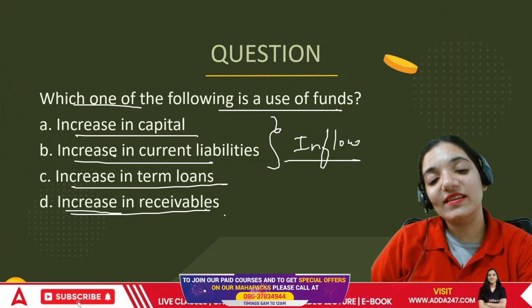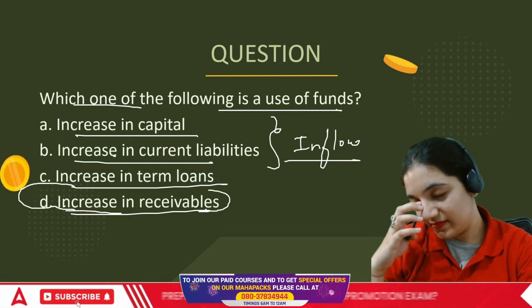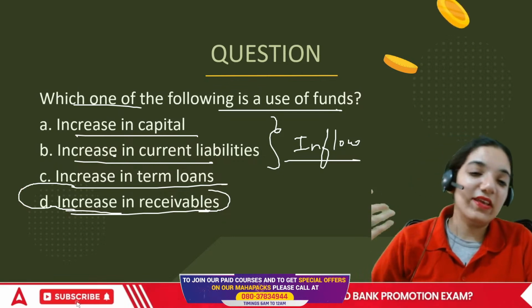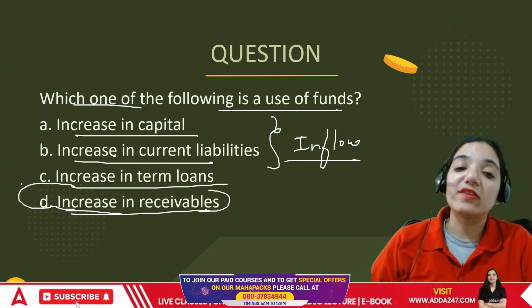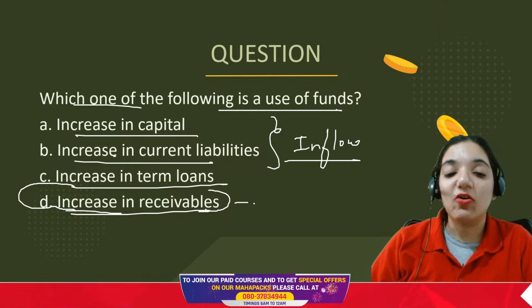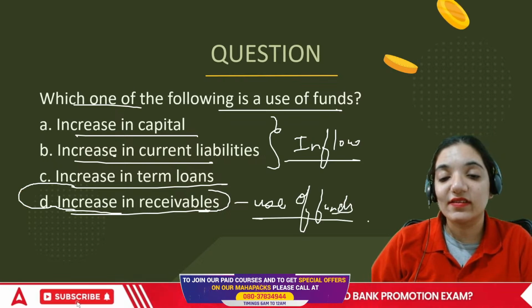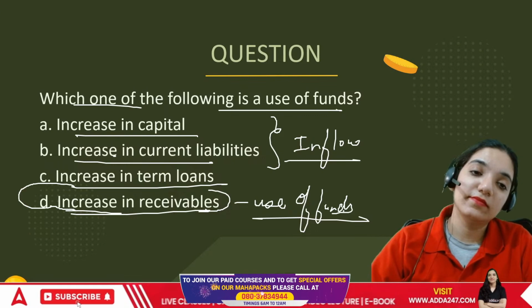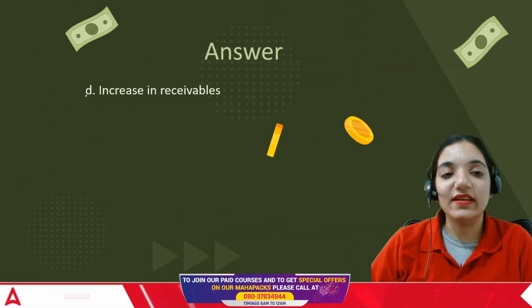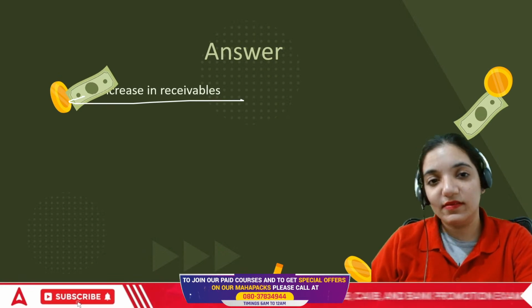And increase in receivables, everyone. When we have an increase in receivables, that means we have more people from whom we'll have to receive money. That means we utilized our credit for them. So it is basically a use of funds. The answer is D, increase in receivables. Done, everyone?